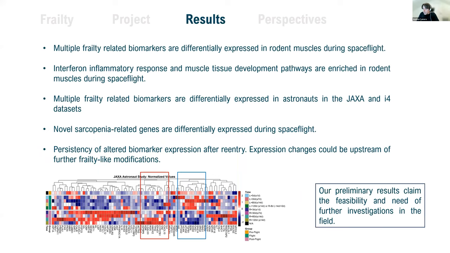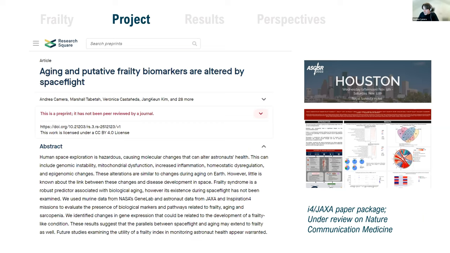So we hypothesized that the space environment can somehow cause the development of a frailty-like condition in space. Even though our results are preliminary, we demonstrated the feasibility of this kind of study, and also showed the need for further investigation in the field. We submitted a paper that is now under review at Nature Communications Medicine.